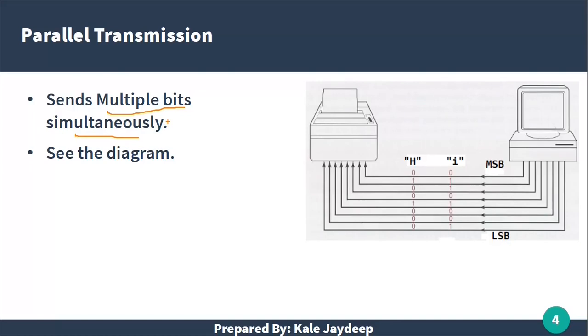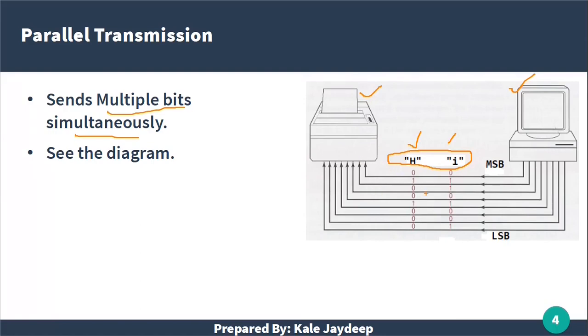Let's try to understand parallel transmission again with the help of an example. Let us consider the same example. We have a computer here, we have a printer here, and we want to print the string HI. We have seen that the letter H can be represented by 8 bits, and the letter I can again be represented by an 8-bit binary code.